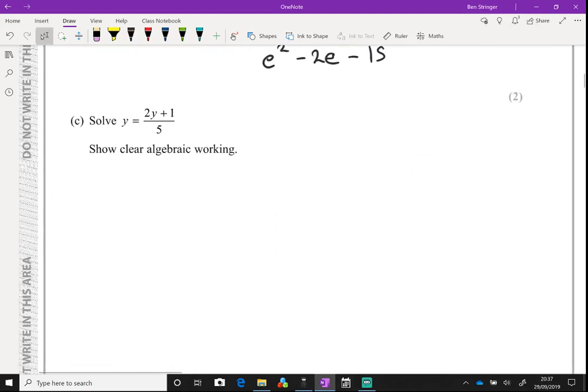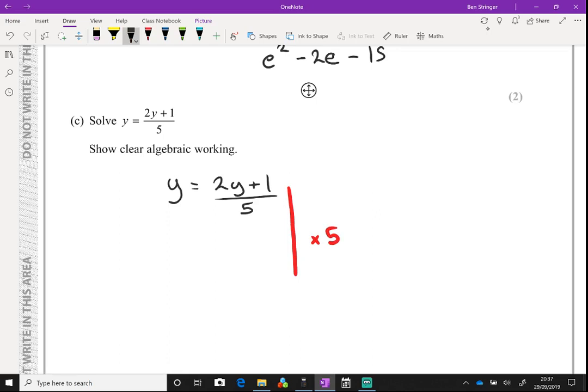Solving the following equation with a fraction. So, y is equal to 2y plus 1, all divided by 5. Now I want to get rid of this fraction. I'm going to multiply both sides of the equation by 5. I will get that 5y is equal to 2y plus 1. Notice I have not multiplied the 2y plus 1 by 5 because I'm currently dividing by 5. If I then multiply it by 5, they effectively cancel each other out. So make sure you don't make that 10y plus 5, God forbid.